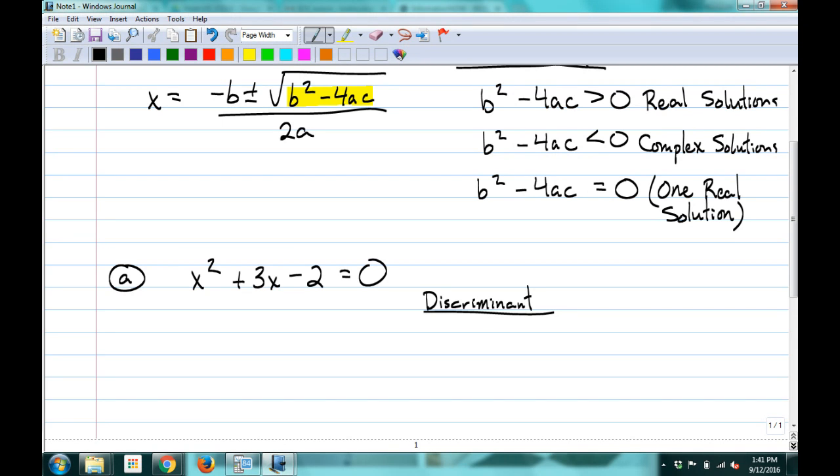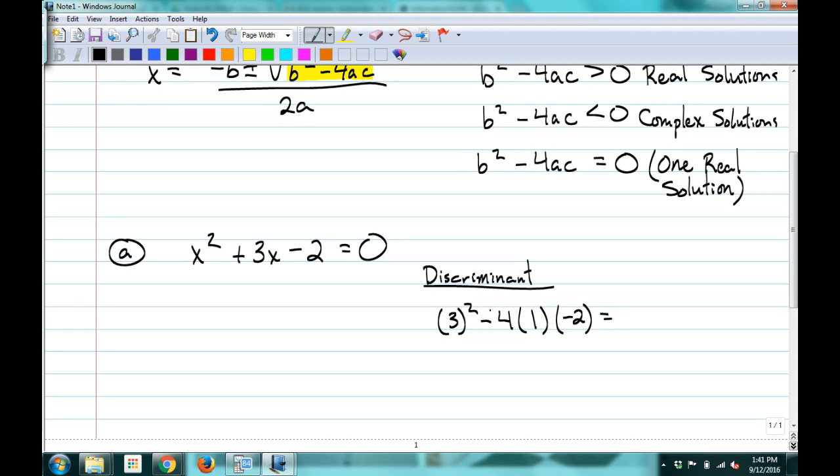So let's do that discriminant. What's b on this problem? 3. So we've got 3 squared minus 4. What's a? 1, and c? Negative 2. Yeah, that minus in front makes it a negative 2. And that's going to get us our discriminant if we just work that out. So that'd be 9 plus 8 is 17. Okay, so whether you type that in the calculator or whatever you want to do there to get that number.